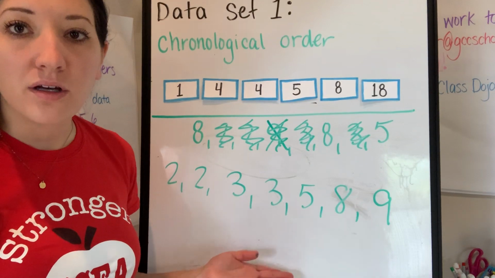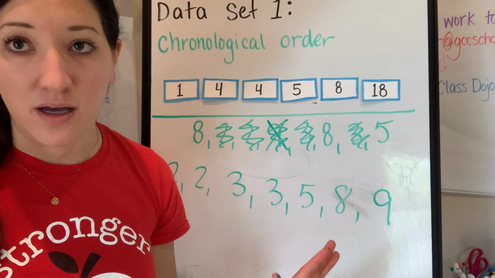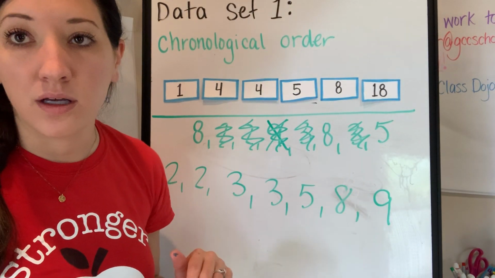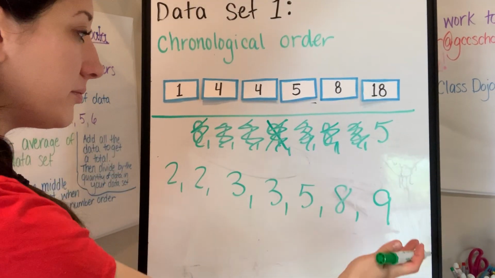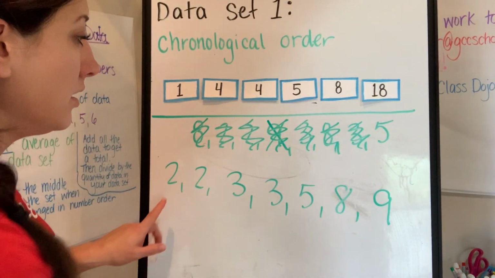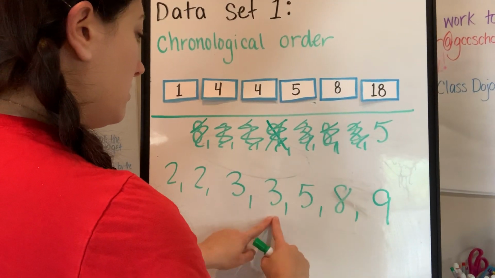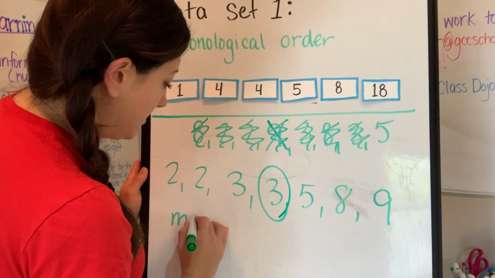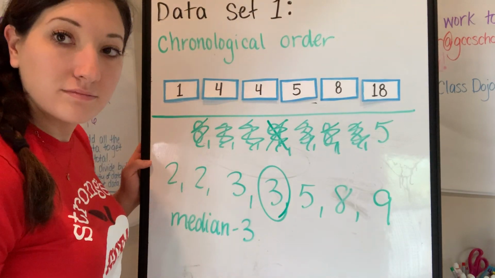Make sure you put commas between them so this doesn't look all like one gigantic number. It's not. These are separate numbers. They all have 1 digit. They don't belong to each other. So we've rewritten them. Now they're all in numerical order, chronological order. And let's see if we can count in. The one that's in the very center is 3. So the median is 3. Easy.